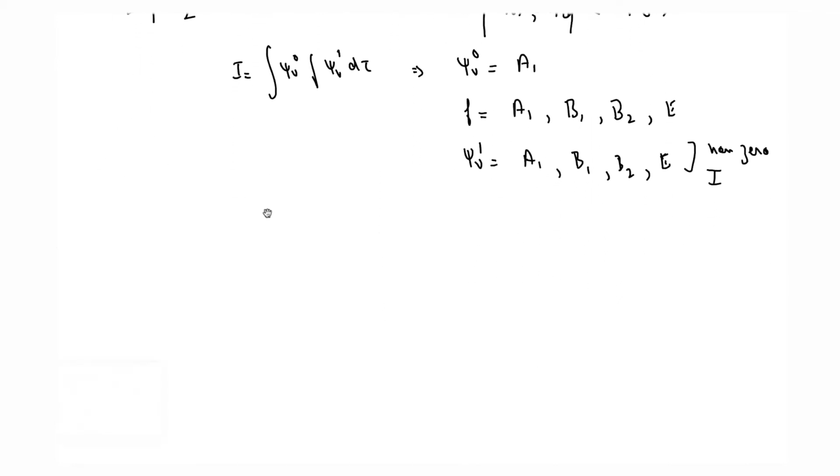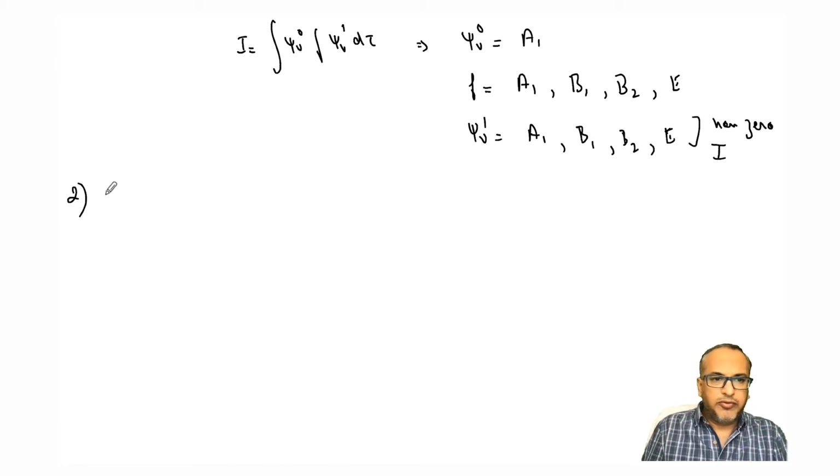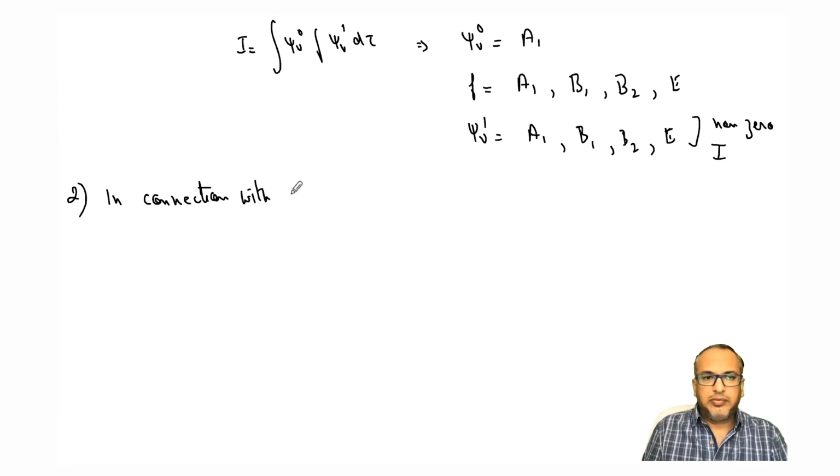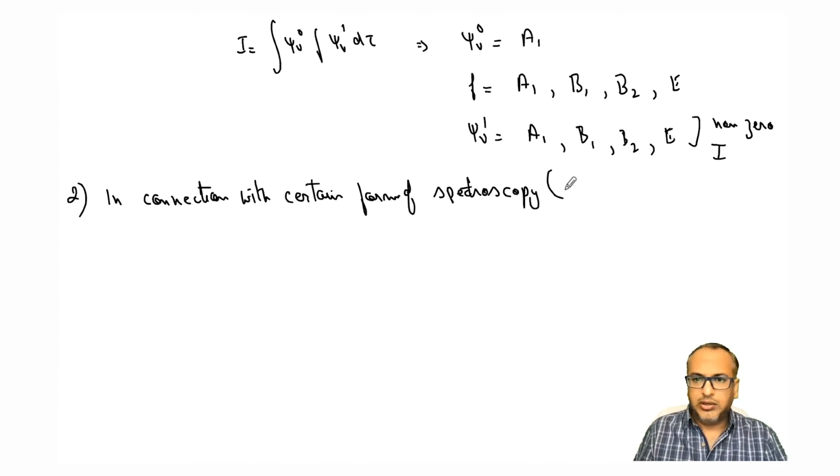So this should be very, very clear. Now let us look at one more example, one more question, one more application of direct product. So the question reads like this. In connection with a certain form of spectroscopy, again it's a spectroscopy related problem, which is circular dichroism.